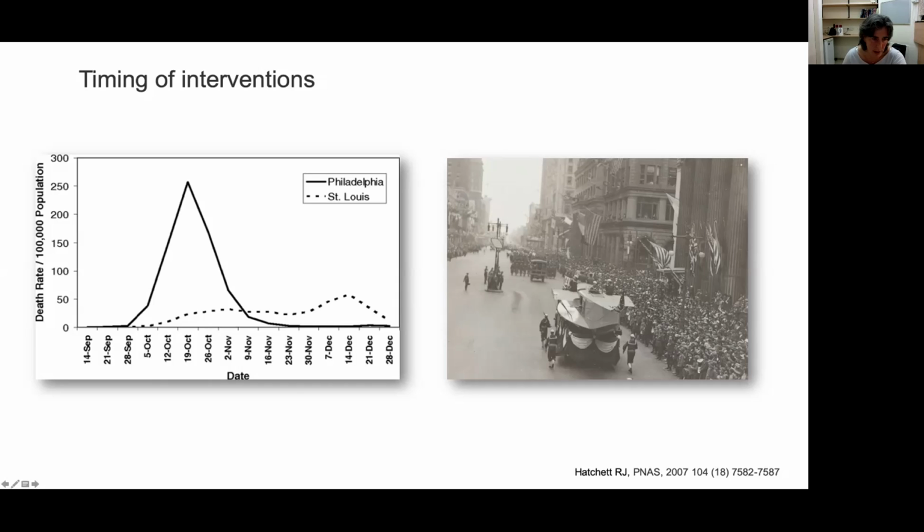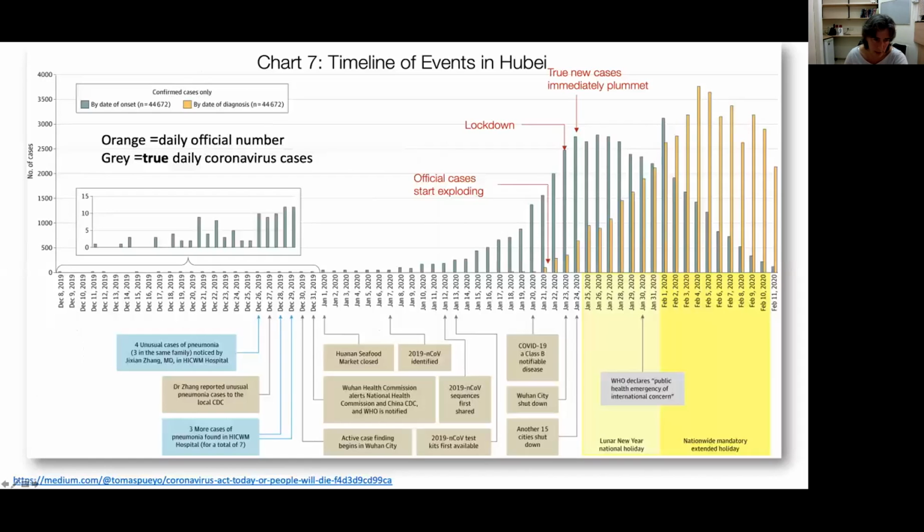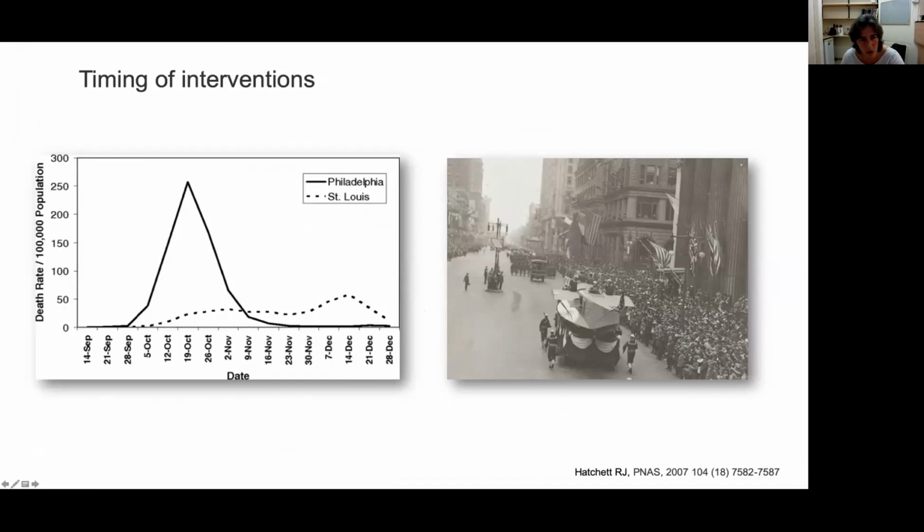One is Philadelphia and one is St. Louis. Philadelphia had the cases earlier, but they actually ignored them and didn't take any social distancing measures. They actually had a parade right after the first cases that you can see here to celebrate the end of World War I, and that caused this peak of cases that you can see here. In contrast, St. Louis took extensive measures of social distancing, and they closed the schools, canceled all the parades, and you can see here that the curve was flattened.